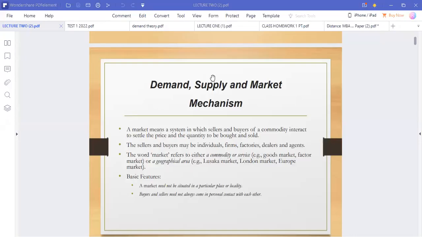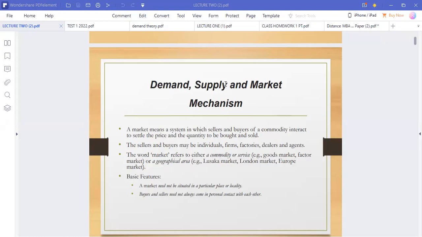Our session today will look at demand, supply, and market mechanisms. To start with, what is a market? A market is a system of buyers and sellers for a commodity that can be bought or sold.